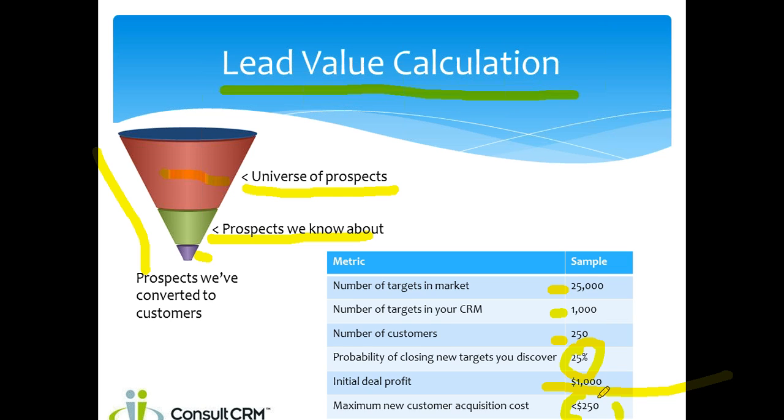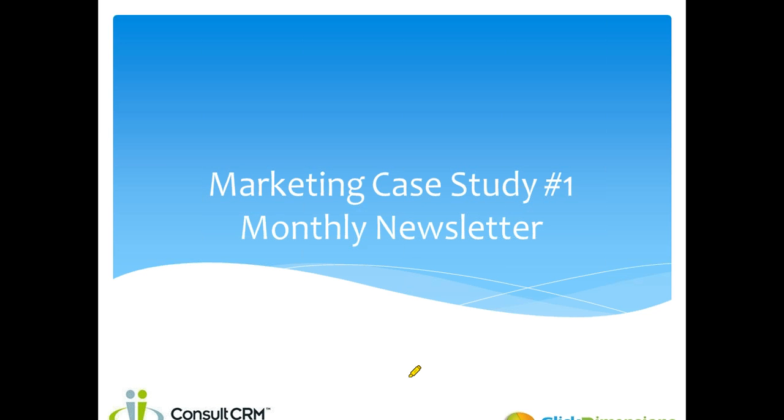So if you just think of this simple math, starting with the number of targets overall, the number that you know about, and the number you've converted, and then the initial deal profit, then you really have a good idea of what you should spend on marketing. And then when you think about an event or some sort of marketing activity that you want to do, you can estimate how many conversions you think you'll get. You look at what it costs, and you'll know whether you should do it or not.